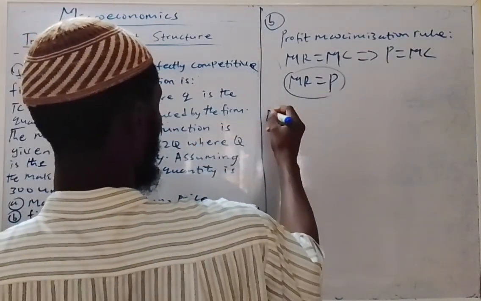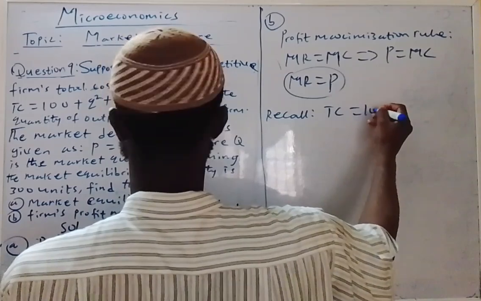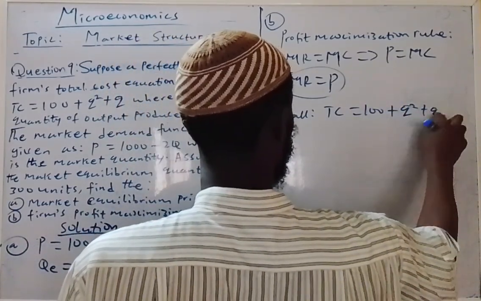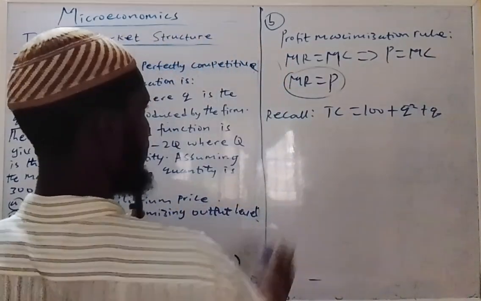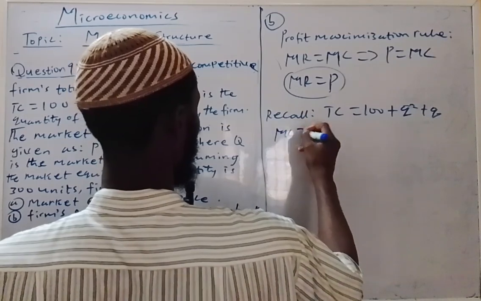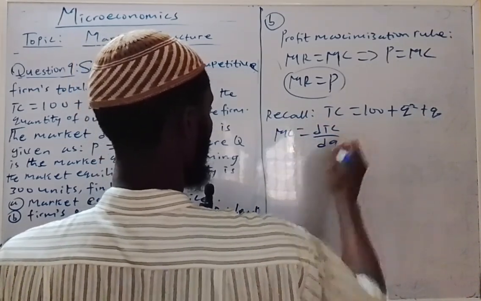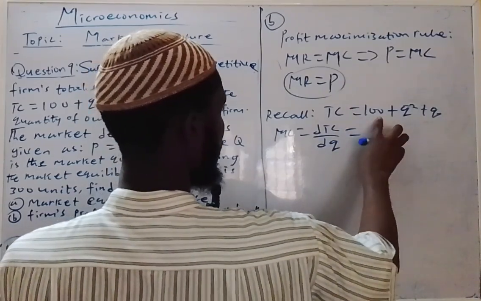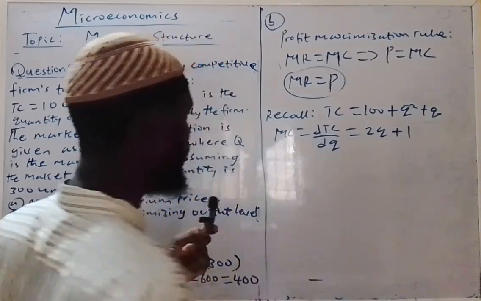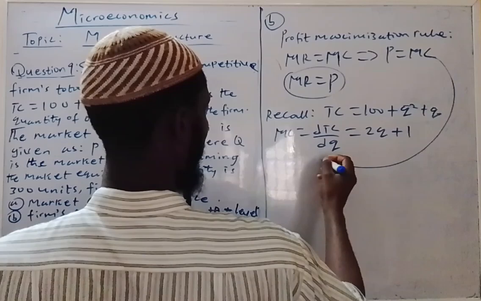So you recall that you have your TC equal to 100 plus Q squared plus Q. Then we can easily derive the marginal cost function from this total cost function. Therefore, we have MC equals the derivative of TC with respect to Q. Don't forget small q, which is equal to, this is a constant, it will go away, so we have 2Q plus 1.